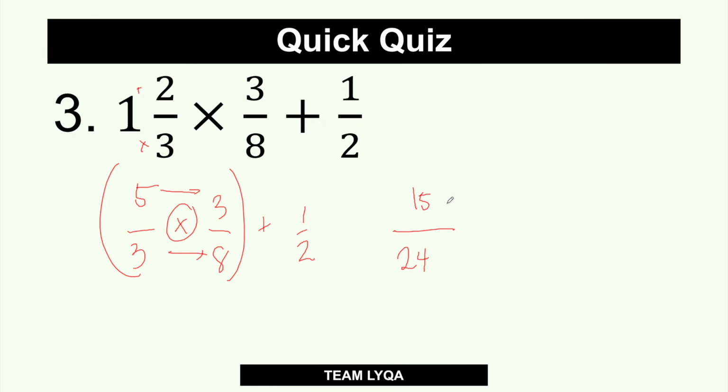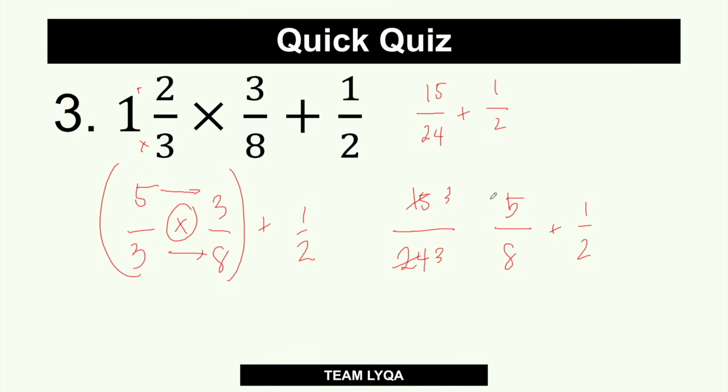You have options here, actually. Kasi 15/24, hindi pa siya lowest terms. Pwede mo pa siya i-divide sa 3, pareho. Okay? So, that would be 5 over 8. Same naman yan. And then, you just add 1/2. Or, kung ayaw nyo na gawin yun, pwede rin 15/24 plus 1/2.